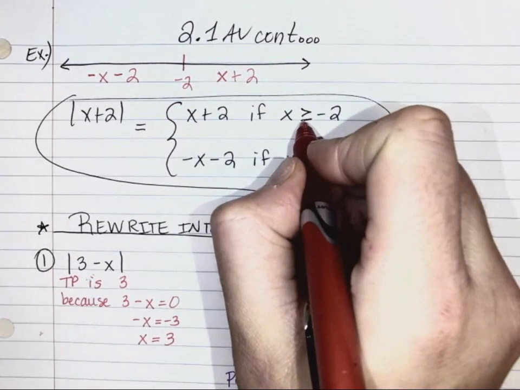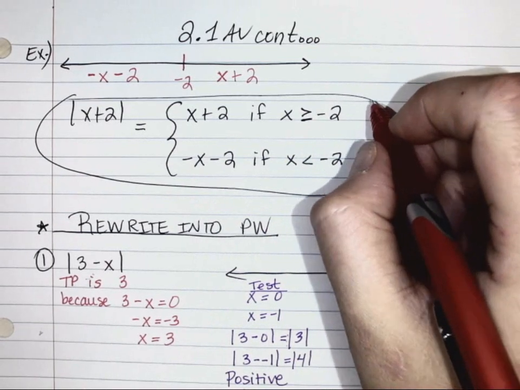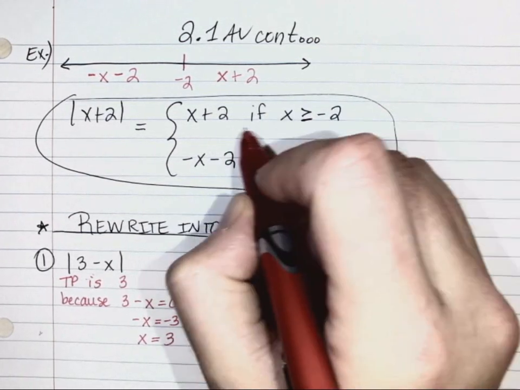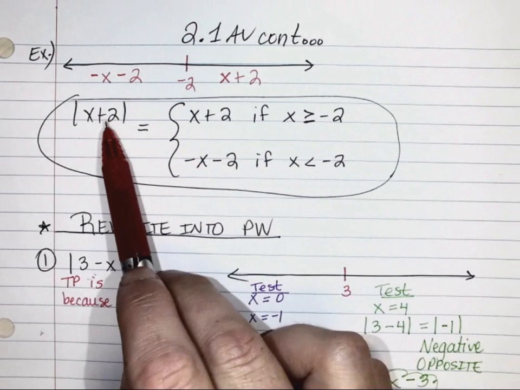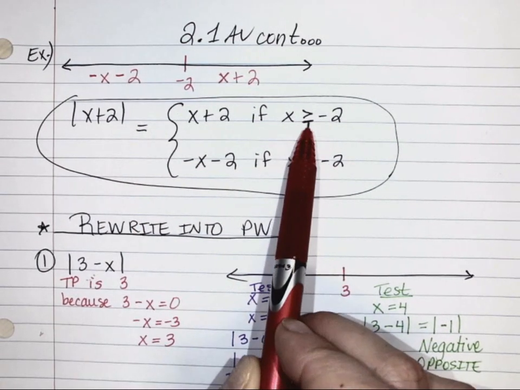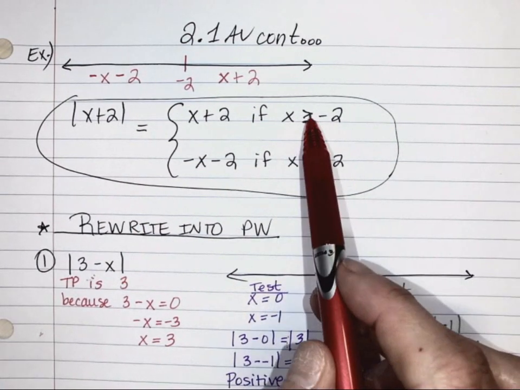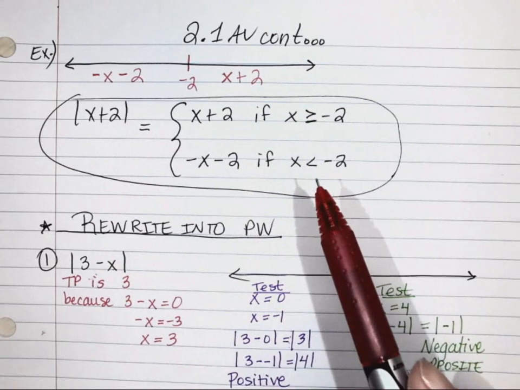Remember, the equality part always goes with where it's going to stay the same. So when you don't change the inside, that's where you always put the equality part. It doesn't always have to be with greater than, it can be with less than sometimes.